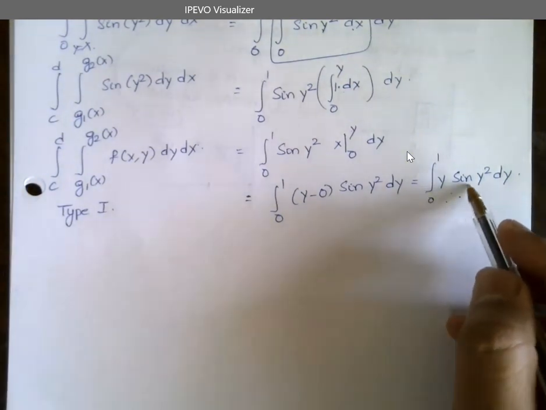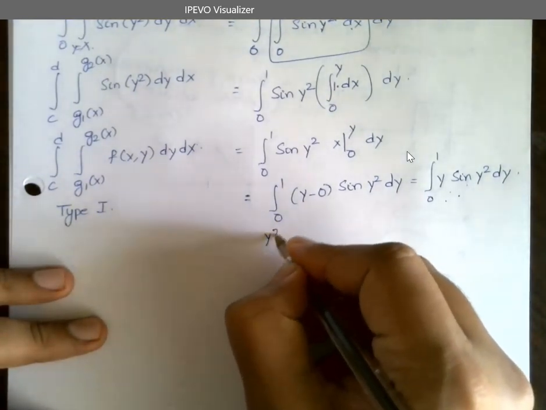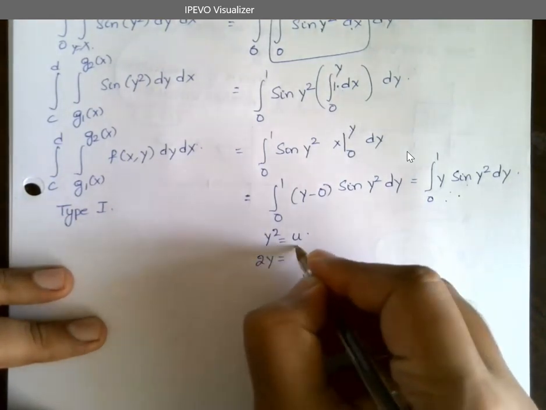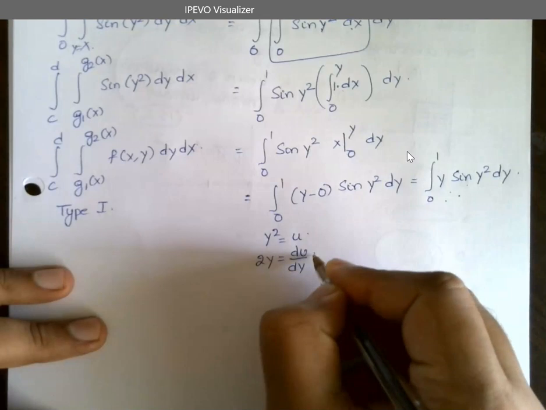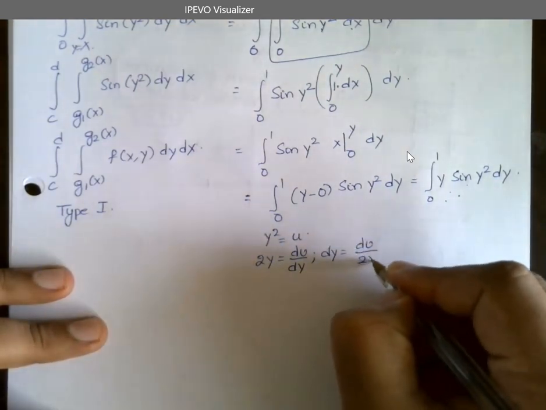So first thing, is there any formula for it? No. Can I use substitution? Yes. So I'm going to say my y squared is going to be u, so 2y is going to be du/dy, right? So I'm going to isolate dy from here. When I isolate dy, I get du divided by 2y.